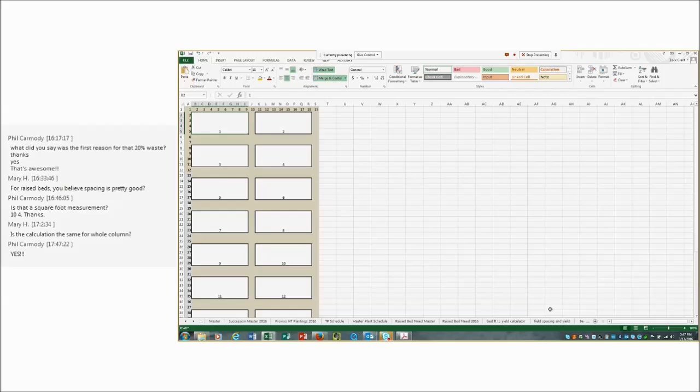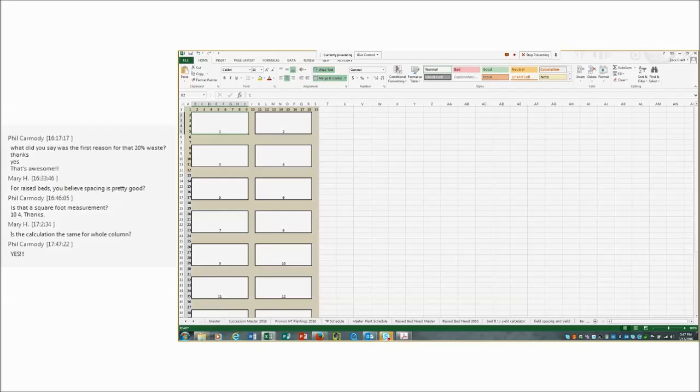But I just wanted to show you how I use it. And this is a much more simplified version. I have a much more complicated version of this that I adapted this from for a larger farm operation. So this is scaled back a little bit.